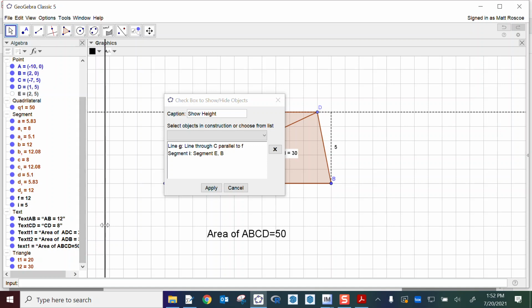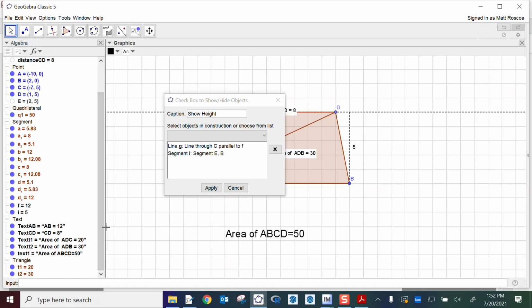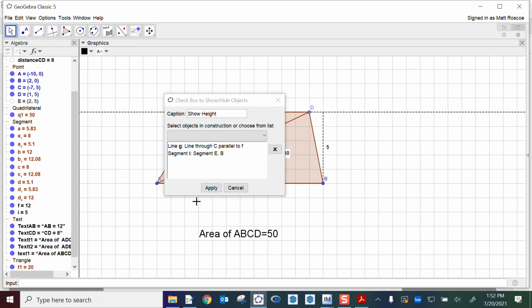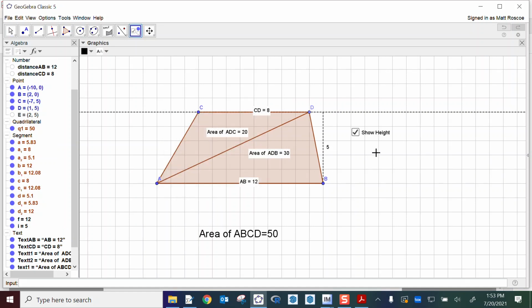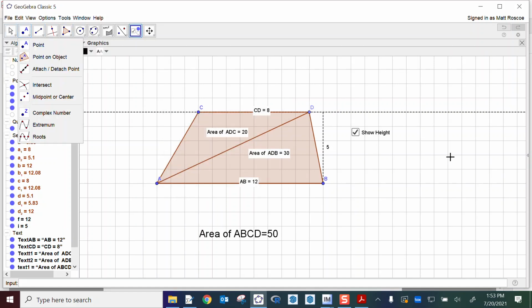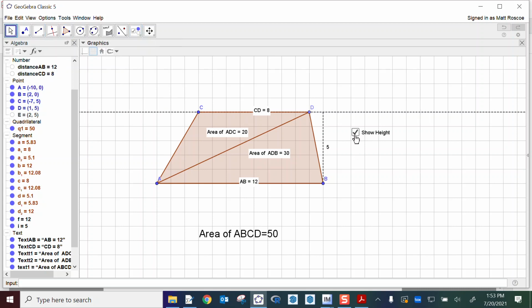Let's see, I'm trying to see if I think that distance is just attached to the segment. So let's go ahead and hit apply, see what happens, and get my pointer tool. Yeah, so that just basically shows them the height of the parallelogram, excuse me, the trapezoid.